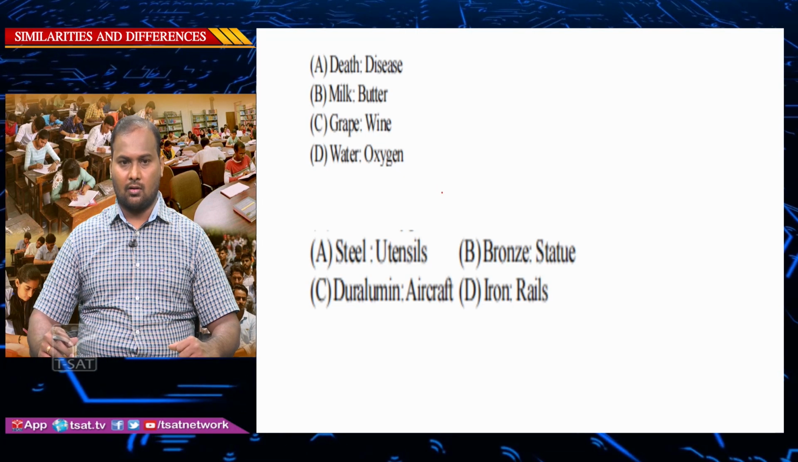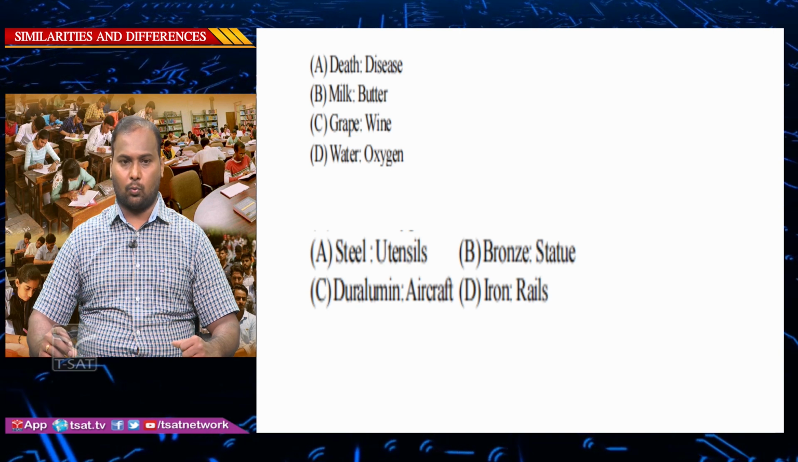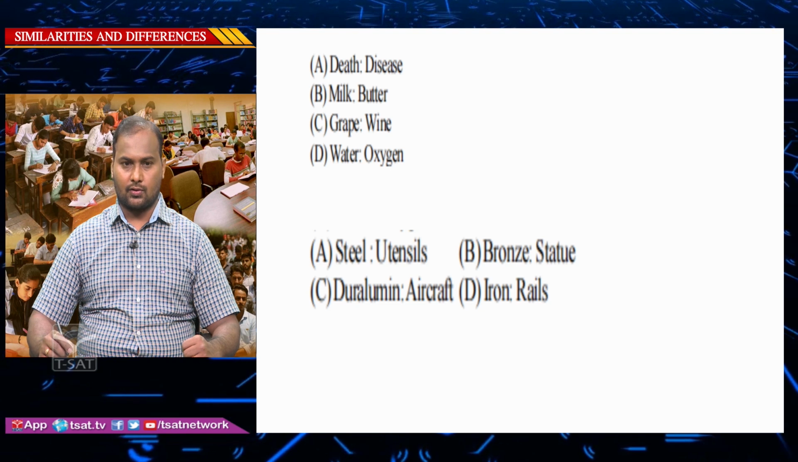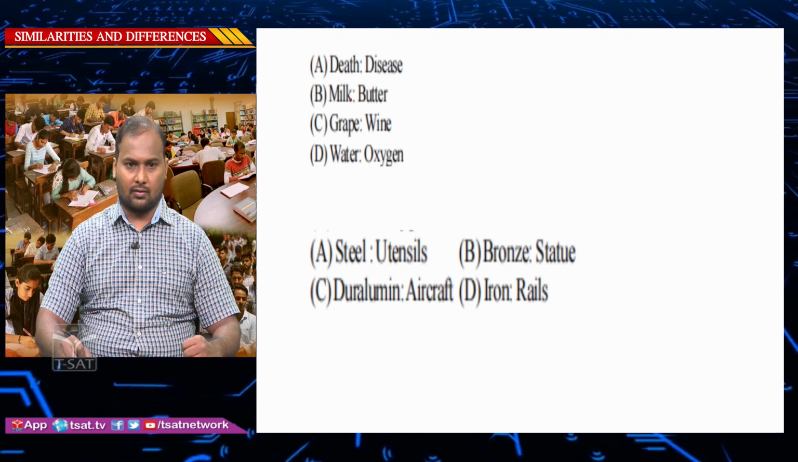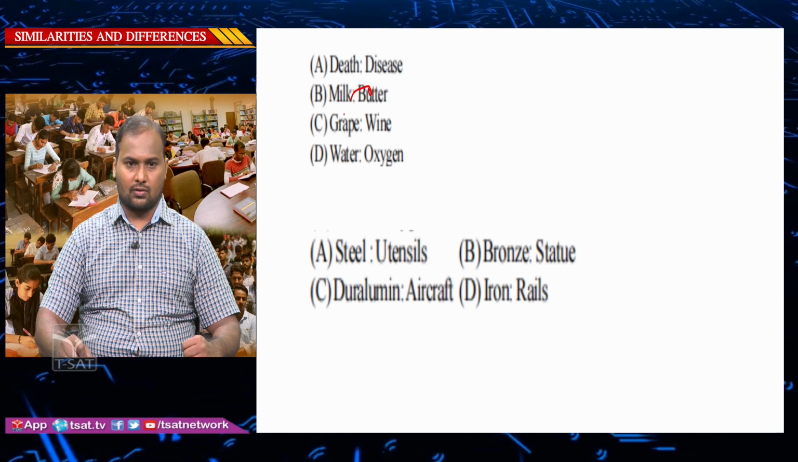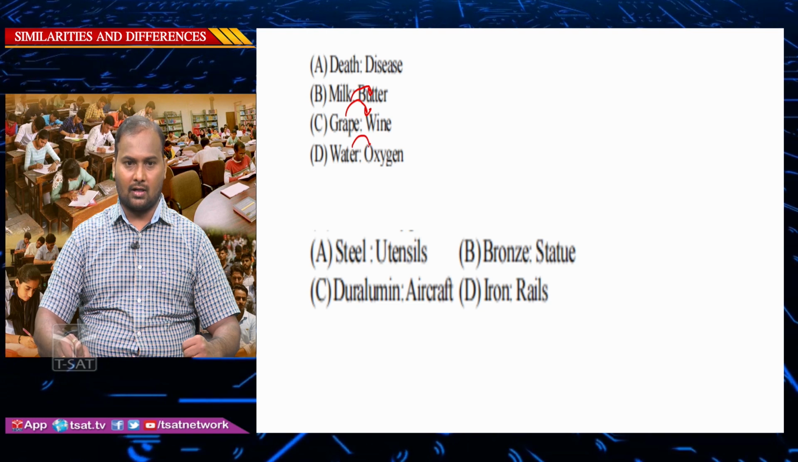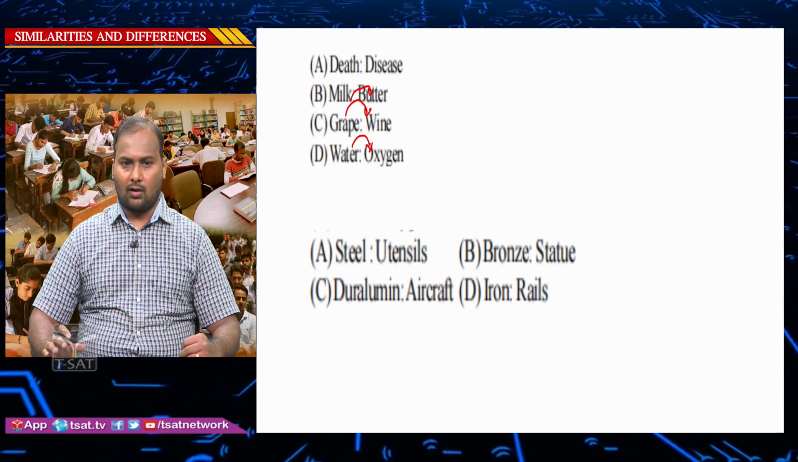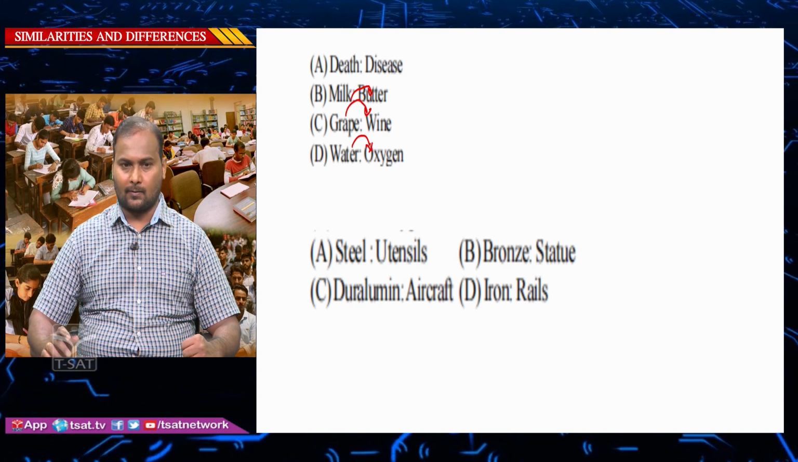Next question. Now see here, this question has four options: death, disease; milk, butter; grape, wine; and water, oxygen. So here also the logic is similar to the previous question. Why? The source. For example, what is the source of butter? That is milk. What is the source of wine? Grape. And what is the source of oxygen? Water. And this is a bit logical. Why? The student should know that whatever oxygen is present in the atmosphere right now is obtained from the water.